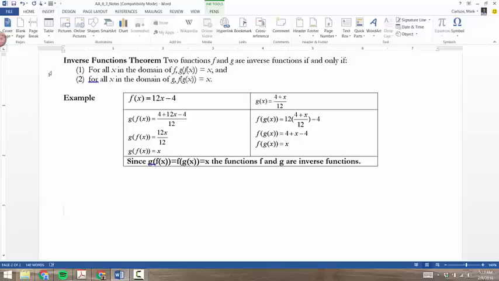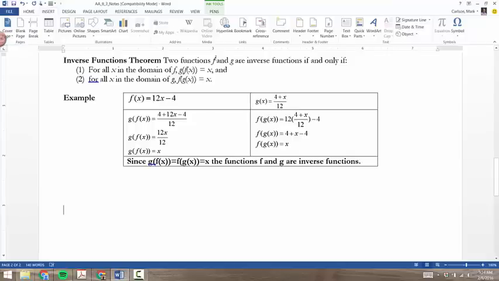Okay, and all the inverse function theorem says is this: if I have two functions f and g and they're inverses of each other, the only way that that can happen is if I take the composite of those two functions in either order, it will always be equal to x. If that happens, then the two functions are inverses of each other.